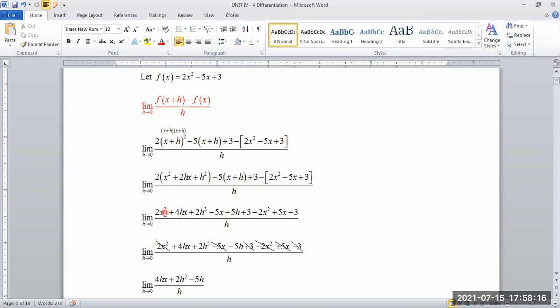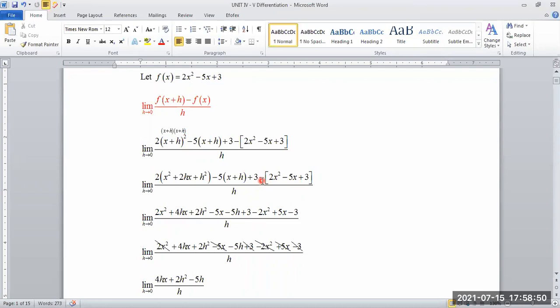So 2 times x squared is 2x squared, 2 times 2hx is 4hx, and 2 times h squared is going to be 2h squared, minus 5 times x is minus 5x, and minus 5 times h is minus 5h, and this plus 3 is standalone from the original question, and it stands alone here, it stands alone here, and it stands alone right here. But this negative sign is going to be used to distribute everything inside here.